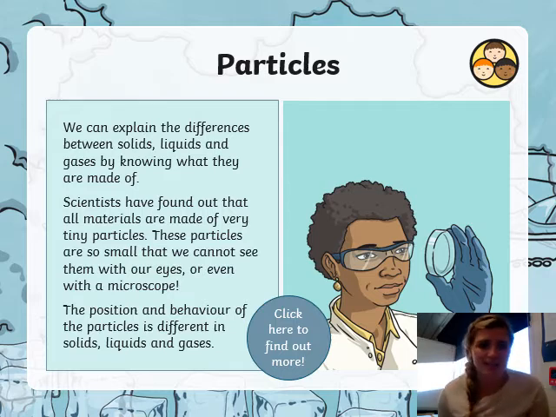So particles. We can explain the differences between solids, liquids and gases by knowing what they're made of, and scientists have found that all materials are made of tiny particles, and they're so small that you cannot see them, not even with a microscope. And the position and the behaviour of the particles tell you which is a solid, which is a gas and which is a liquid.